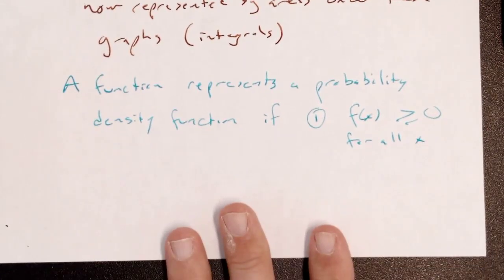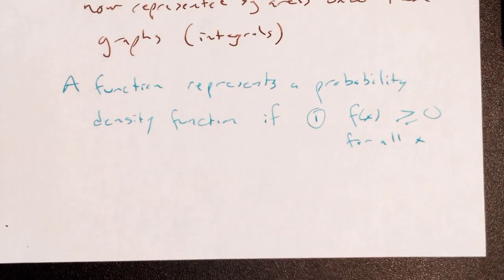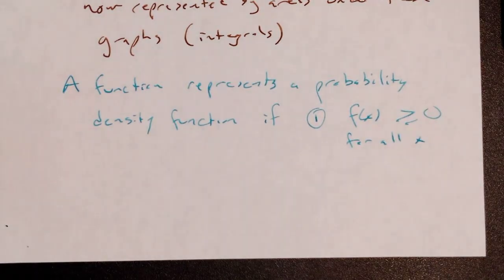But then there was another rule about all the probabilities. When I looked at all the probabilities together, what did I get for all the probabilities? I got 100%, 1. So that means that the total area under the curve, going as far to the left as you want, as far to the right as you want, should be 1.